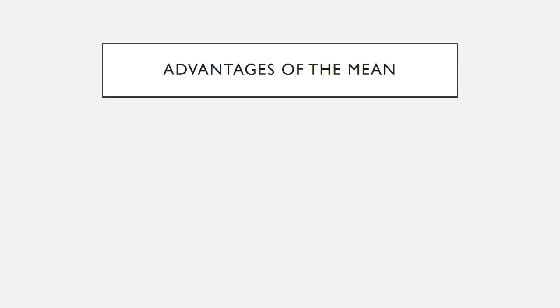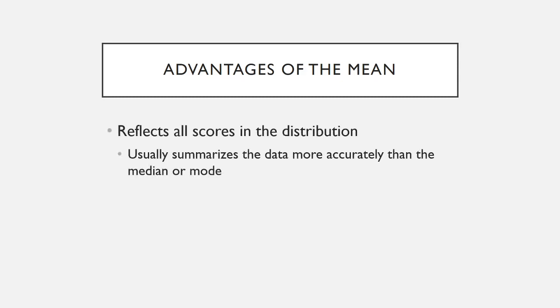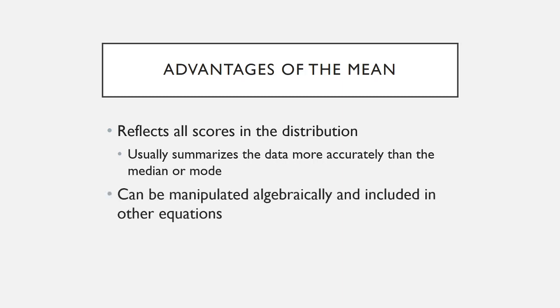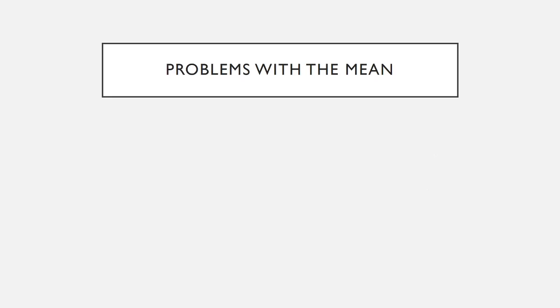All right, so then lastly, some advantages, some pros and cons of the mean. Again, it reflects all of the scores in the distribution, so usually it's the best approach. Usually the mean does the best job at describing what's going on with your data, better than the median or the mode. Additionally, it's very easy to plug into other algebraic equations, which is why you see x bar and y bar in so many equations. So it's very mathematically useful.